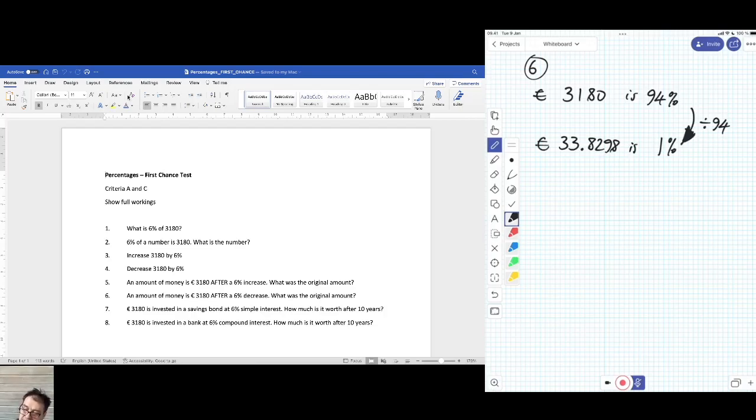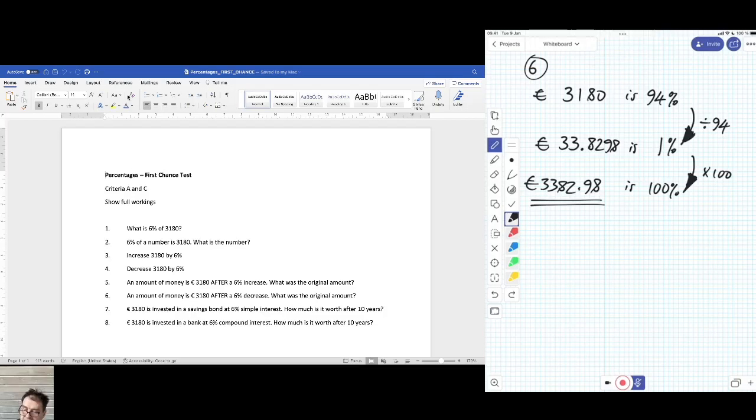After I divided everything by 94 to find out what 1% was, and then multiply it by 100, I will get 3382.98 is 100%. So the original amount was 3382.98. It was reduced by 6%, so we only had 94%, and after that we had the 3180. So that's a smaller amount, so it all kind of checks out and makes sense.